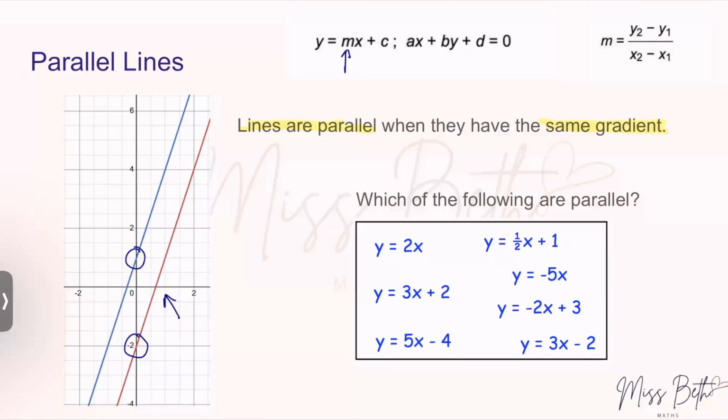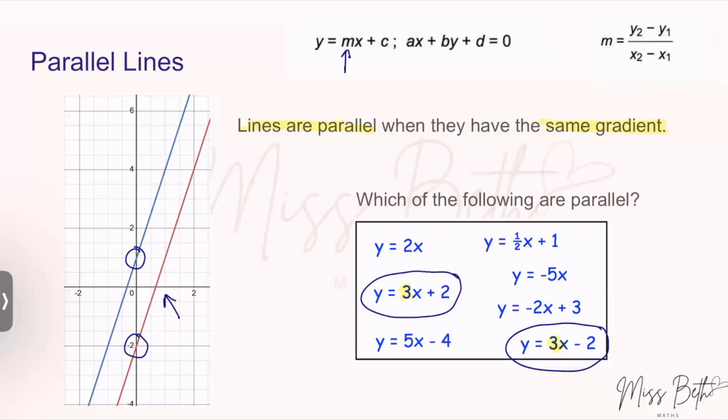Hopefully you have picked out y equals 3x plus 2 and y equals 3x minus 2, okay? Both of those lines would be parallel, okay? You can see they both have the same gradient of 3, okay? But their y-intercept is different, okay?